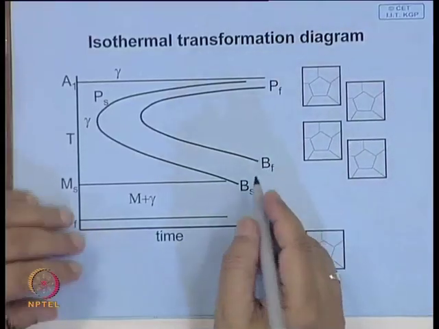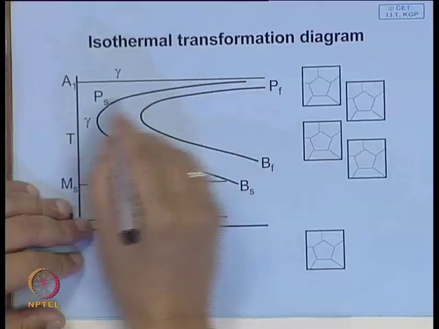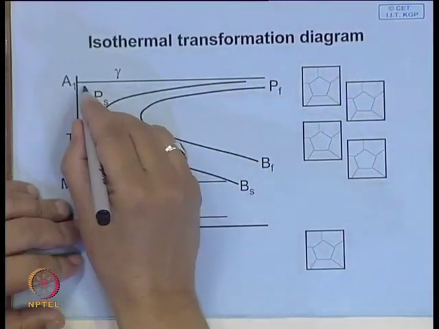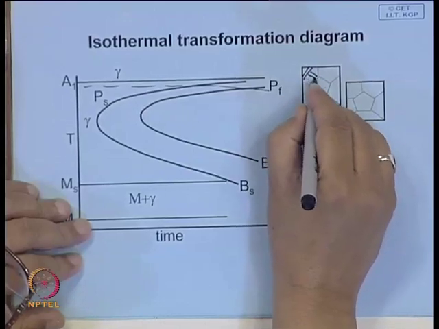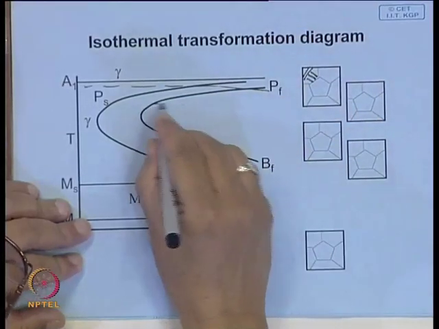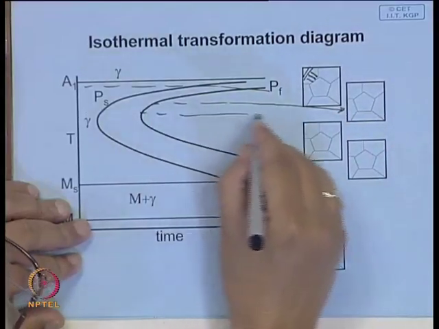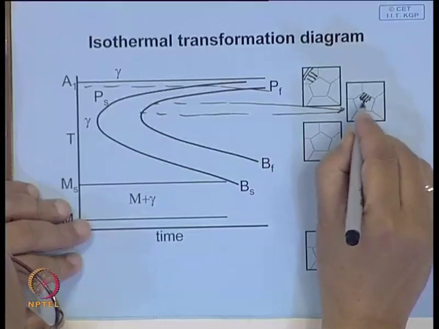Now, we in fact have talked about this transformation diagram. Depending on the isothermal transformation, if you are transforming somewhere here, you get a coarse pearlite structure. If you are having a transformation somewhere here or somewhere near the nose, you have very fine pearlite.